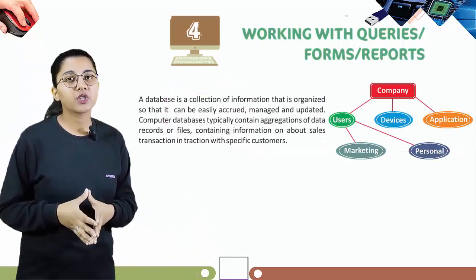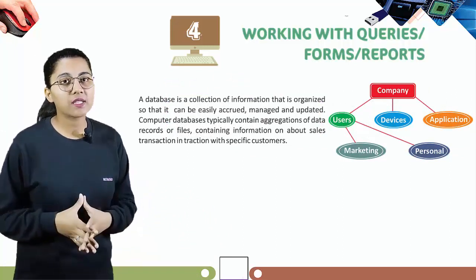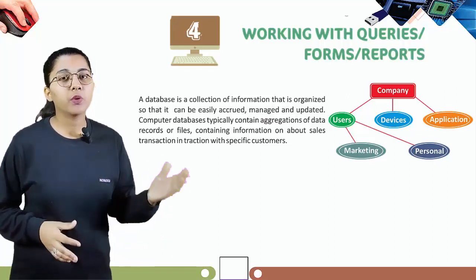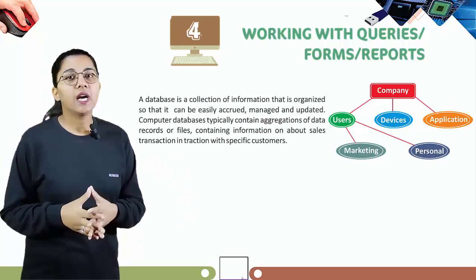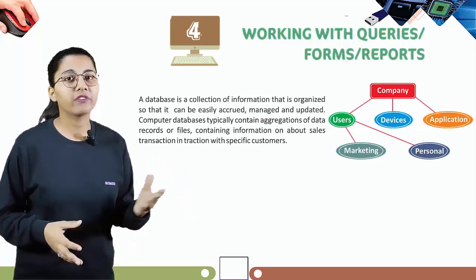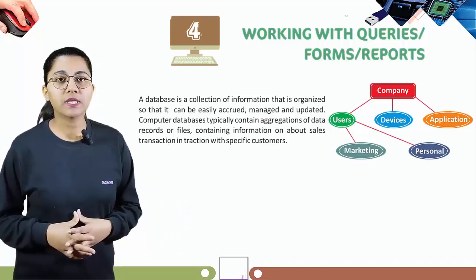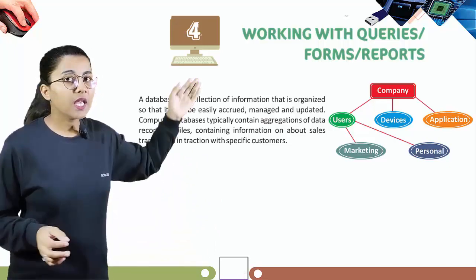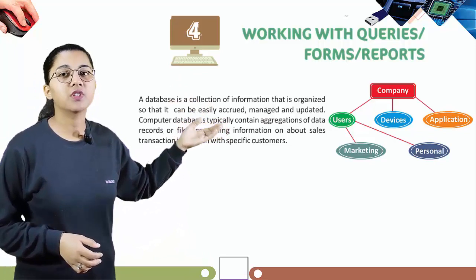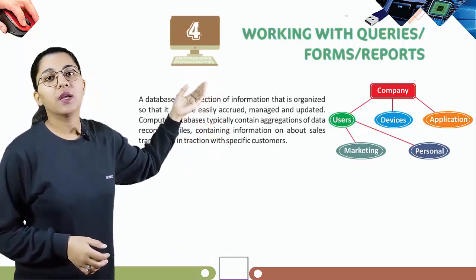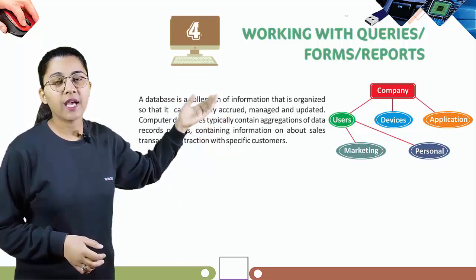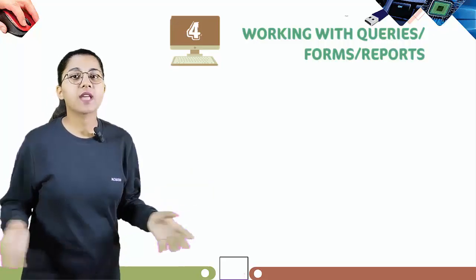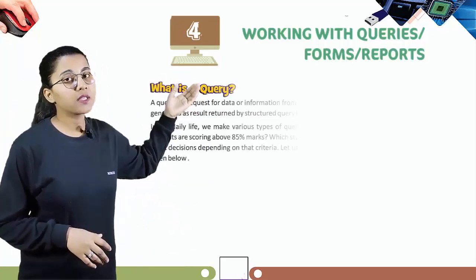A database is a collection of information that is organized so that it can be easily acquired, managed and updated. Computer databases typically contain aggregations of data, records or files containing information about sales, transactions, and interactions with specific customers. So students, here you can see a flow chart, that is, first you can see company, users, marketing, personnel, then application, and in the middle you can see devices. So now students, let's start our first topic, that is what is a query.